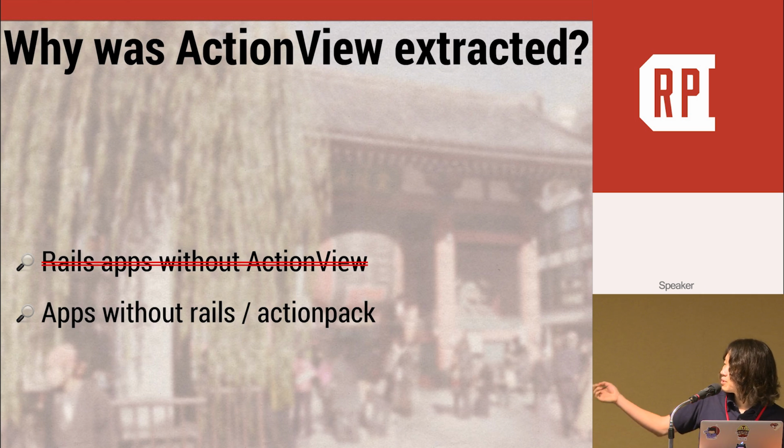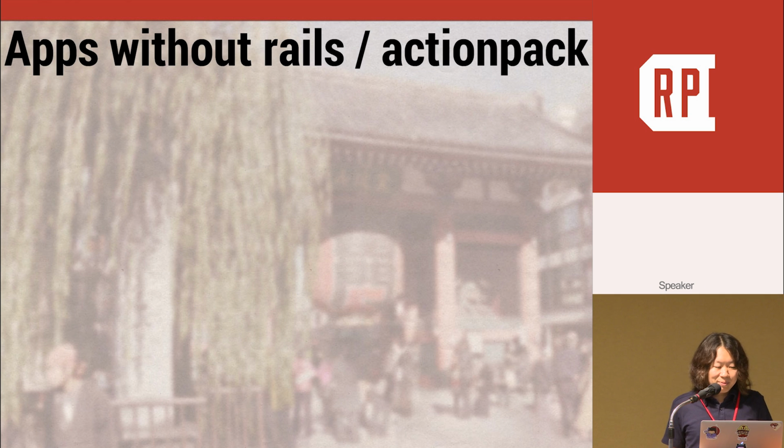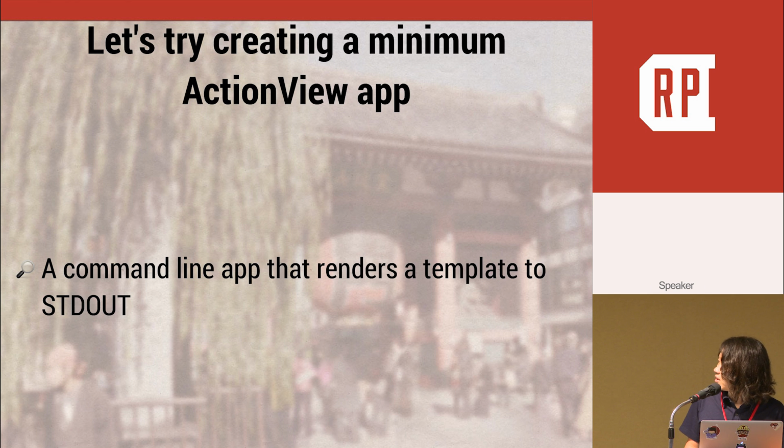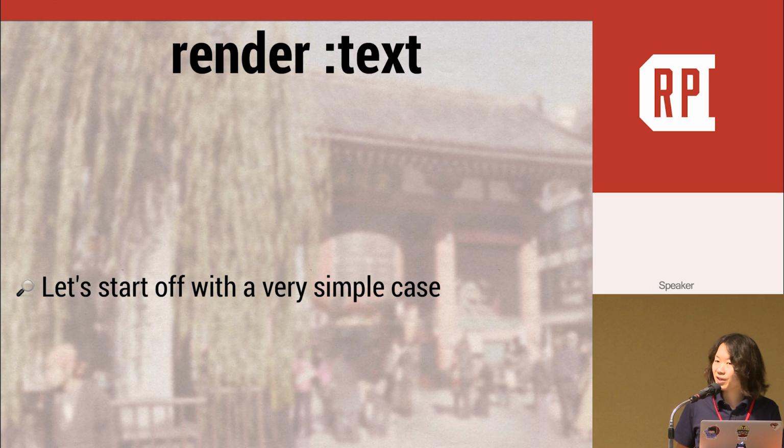So it turns out my first assumption was wrong. It's actually impossible. So let's try the second idea. Application without Rails. Using ActionView without Rails or ActionPack. Let's try creating a minimum application, a command line application that renders a template file into a standard out console. This sounds pretty useful, right? So let's start off with the very simplest case, I think, render text.